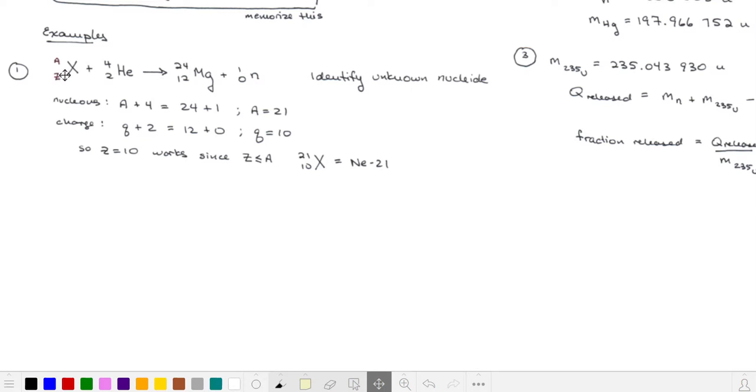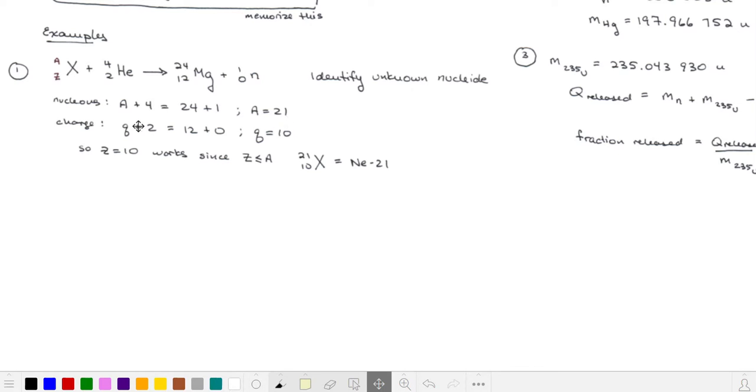So I just wrote in purple here A and Z to indicate the superscripts and subscripts for our unknown nuclide X. If I balance the total number of nucleons, I take this unknown number of nucleons, A, plus 4 from the helium, plus 24 from the magnesium, plus 1 from the neutron. So I get 25 on the right, and that means I can solve for A. The total number of nucleons in our unknown nuclide has to be 21.